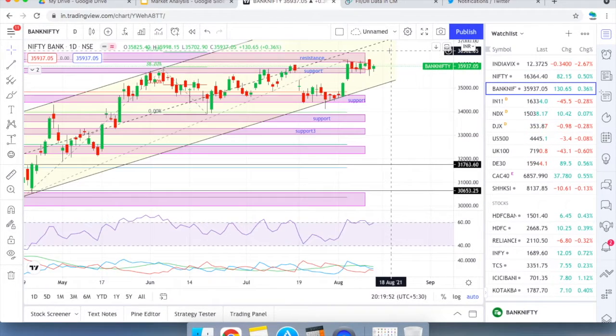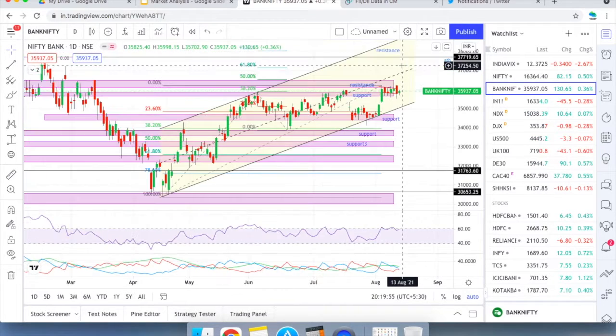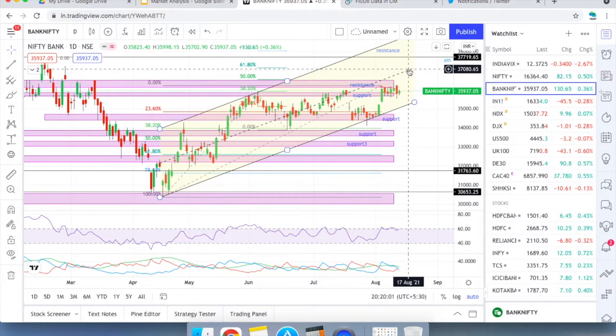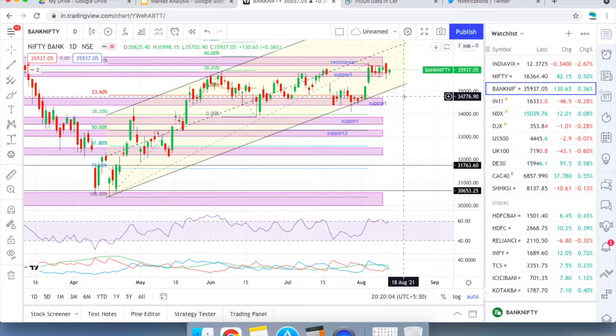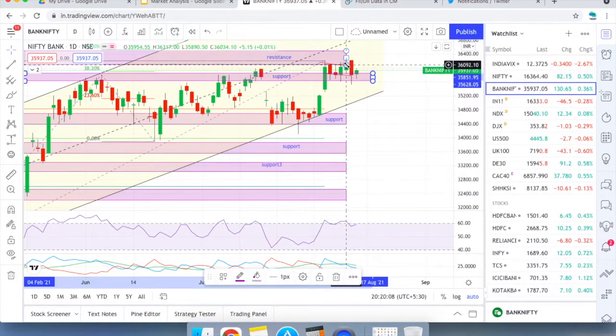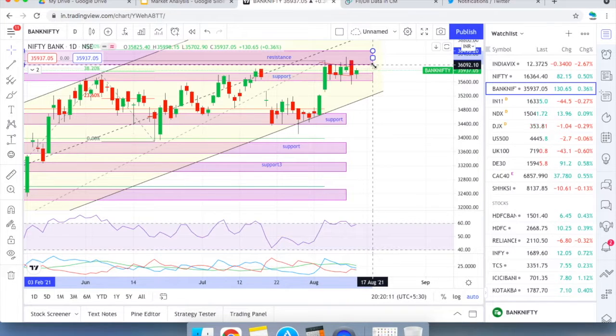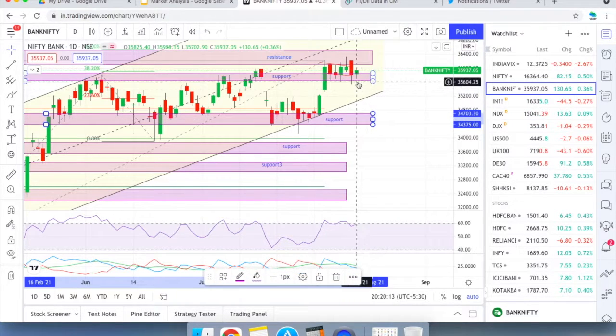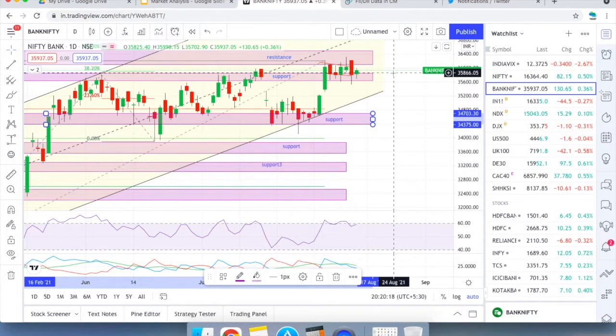After that, 36,500 has to be crossed, and then the all-time high was 37,700. Before that we have 37,000, which is a rounding number. And supports all remain the same. Right now you can see that it is hovering at a support zone. That zone is 35,600 to 35,850 kind of levels. That is where it has been moving for the last so many days: 1, 2, 3, 4, 5, 6. This is the sixth day.